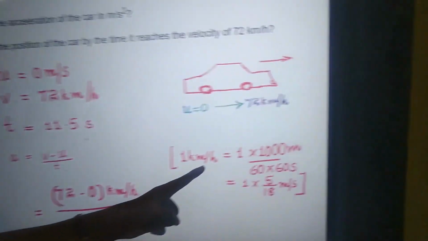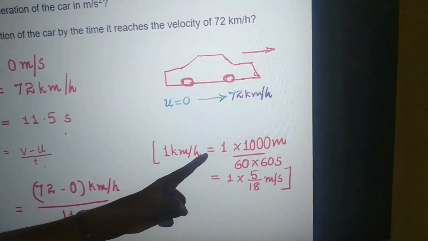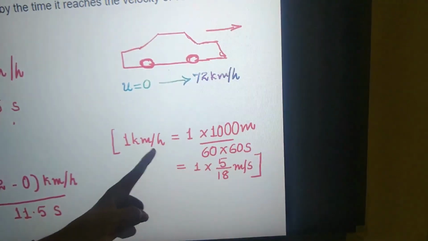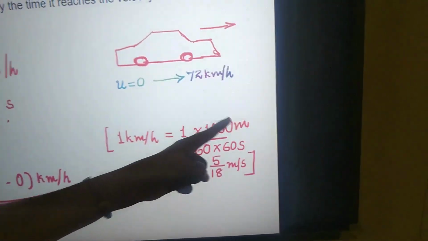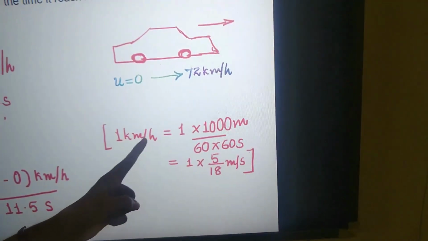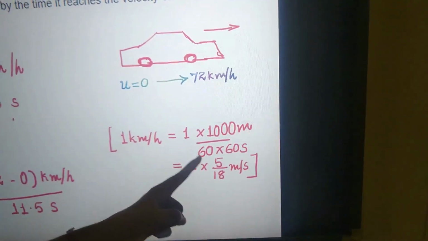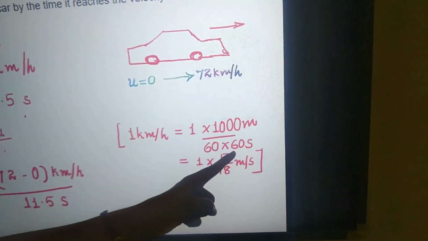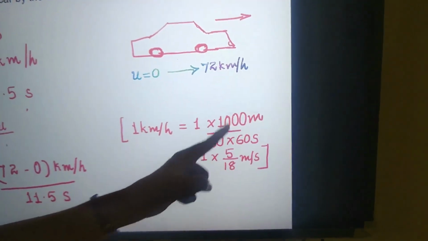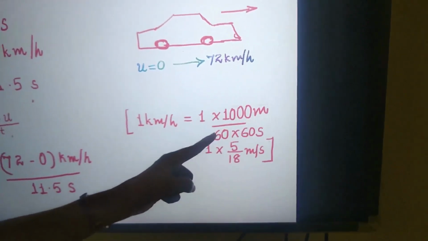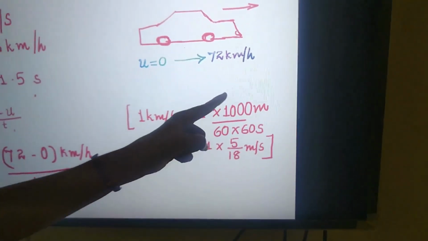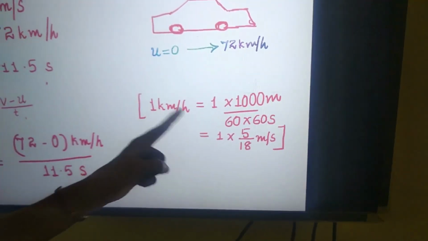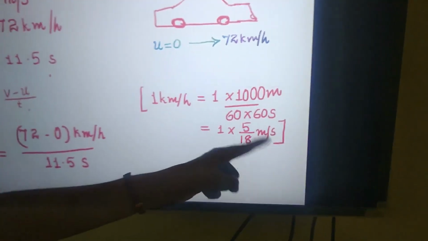How can you do the conversion? Have a look here. 1 kilometer per hour means 1 into kilo, which means 1000, so 1000 meter by hour. Kilometer comes in the numerator and hour comes in the denominator. So how to convert hour to second? 1 hour is 60 minutes, so 1 by 60 comes. Then 1 minute is 60 seconds, so two 60s come here. Two zeros cancel, and then here comes 10, here comes 6 into 6. Divide by 2, you get 5 here, and here you get 3. 3 into 6 is 18. That means 1 kilometer per hour is 1 into 5 by 18 meter per second.